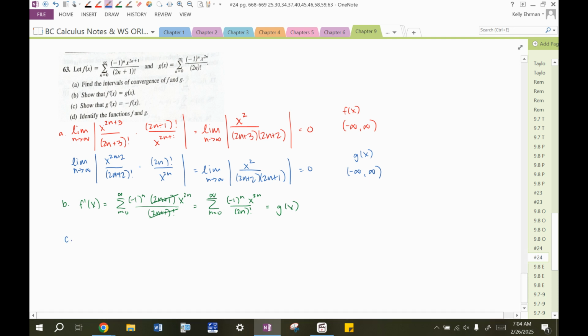All right, for part C, this one takes a little more looking at. Show that g prime is negative f of x. So let's find g prime first. So g prime would be negative 1 to the n times 2n times x to the 2n minus 1 over 2n factorial. Now let's make an adjustment here.